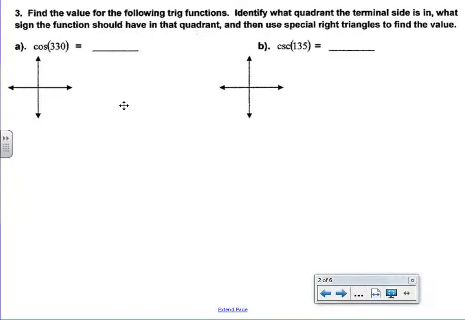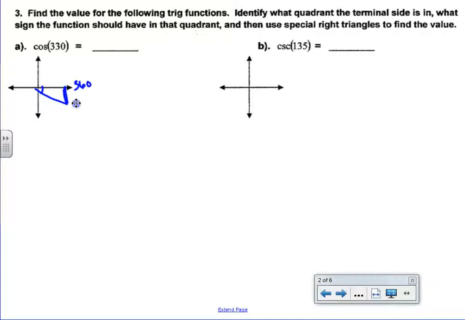Okay. The cosine of 330 degrees. So remember, 330 degrees would be in quadrant 4. This is 270. This is 360. So 330 degrees would be roughly right here. And we're going to create a reference angle in the triangle from that reference angle. So here's my little right triangle.